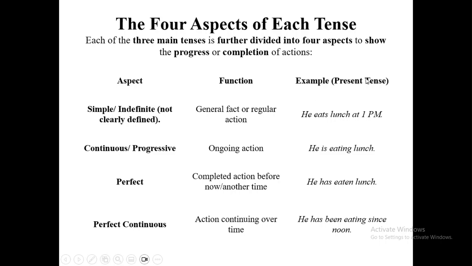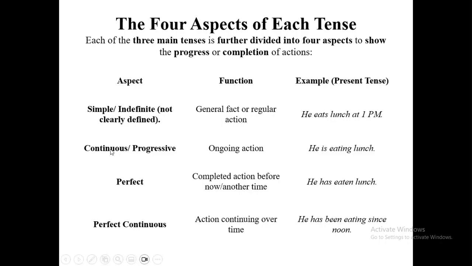For example, here in the present tense, all these four aspects are explained. He eats lunch at 1 p.m. It is a regular action. It is a general fact. Eating lunch at 1 p.m. is a regular action. It is a general fact. Such actions we find in simple or indefinite tense.